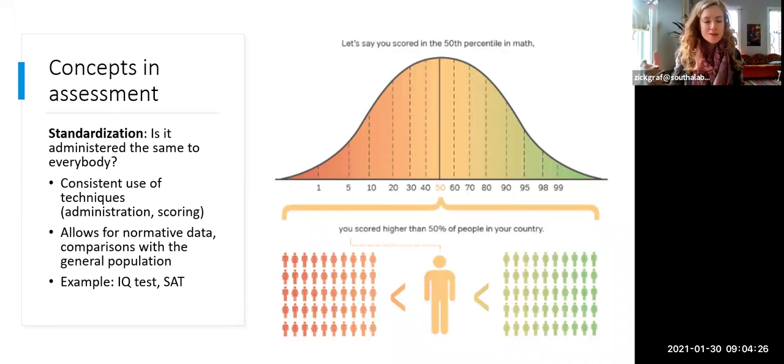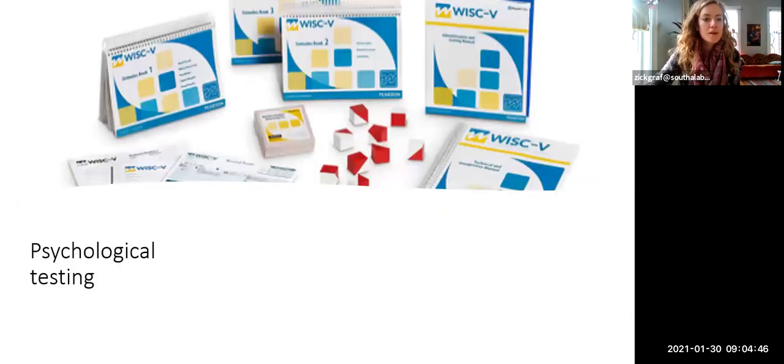But standardization is most important when it comes to norm-referenced tests that compare one person's score to the general population or to a large sample of other scores. For that comparison to be valid, the conditions under which those scores were achieved have to be the same for everyone. So psychological testing, again, is where standardization and norm-referenced scores really come into play.